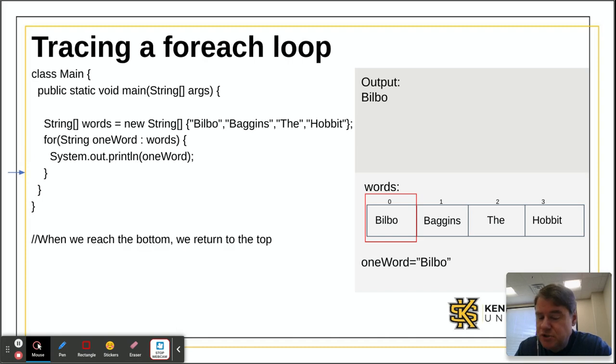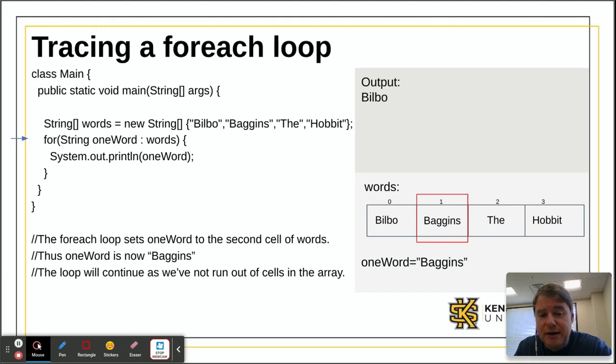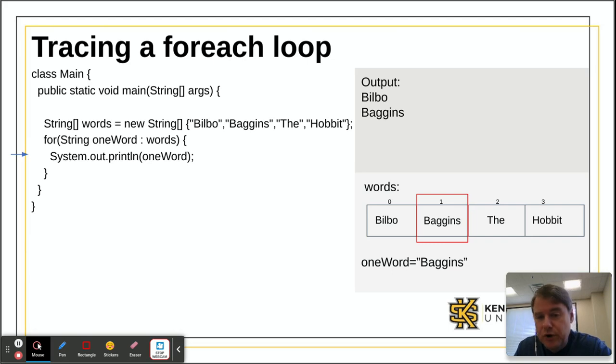When I reach the bottom of the loop, just like any other loop, it's going to return me to the top of the loop, and then it's going to do whatever the loop tells it to do. In this case, what's going to happen is it's going to automatically move on to the next cell, which is cell number 1, and it's going to automatically change the value of oneword for you. So oneword is now equal to Baggins. And once that has completed, we're going to go back into the loop again. We're going to print out Baggins because that's what the print statement says to do.